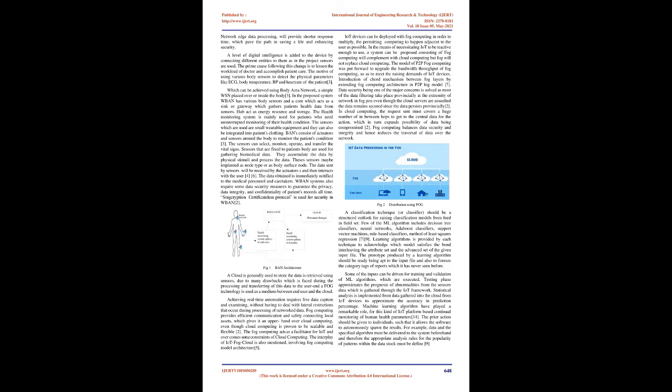This can be achieved using a body area network, a simple WSN placed over or inside the body. In the proposed system, the WBAN has various body sensors and a core which acts as a sink or gateway, which gathers patients' health data from the sensors. The hub acts as an energy resource and storage. The health monitoring system is mainly used for patients who need uninterrupted monitoring of their health condition.